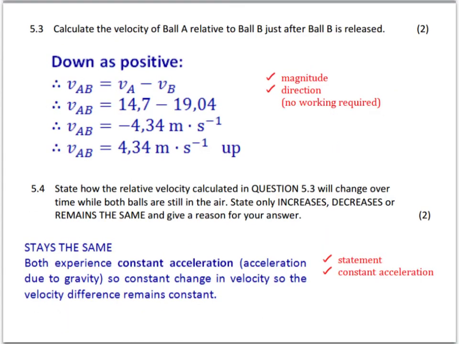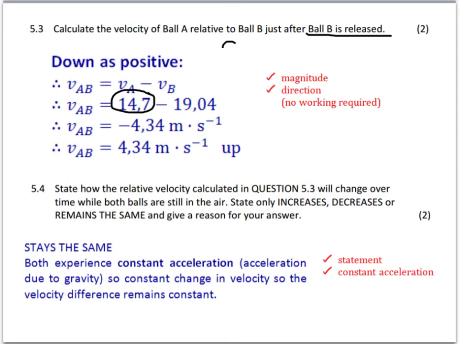In question 5.3, we're again performing a relative velocity calculation. What we need to do before getting properly into this calculation is determine the velocity of A at the time that ball B is released. Ball B is released 1.5 seconds after ball A is dropped.